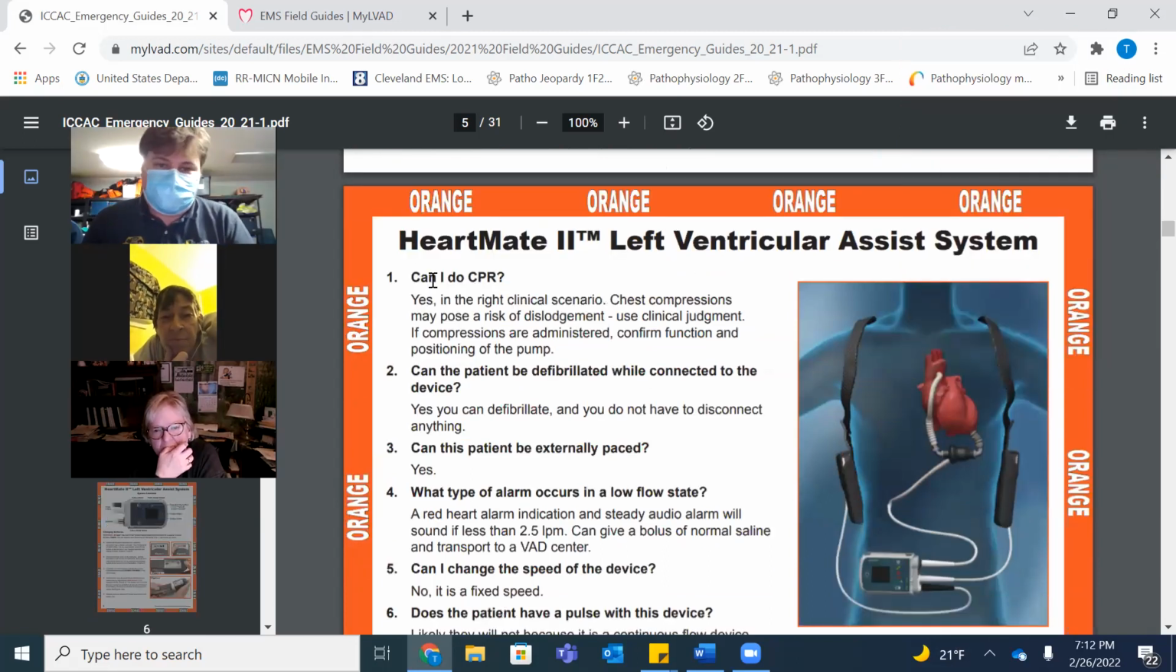And it will walk you through some of the frequently asked questions. Can I do CPR? The answer is yes, if you've gone through all of the troubleshooting. Can the patient be defibrillated? Yes. Can you externally pace this patient? Yes. What type of alarm occurs in a low flow state? And then all this other stuff.